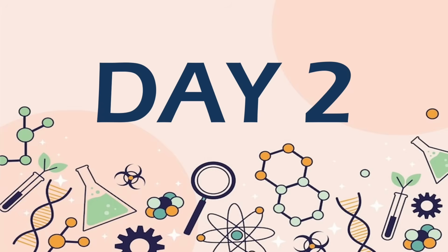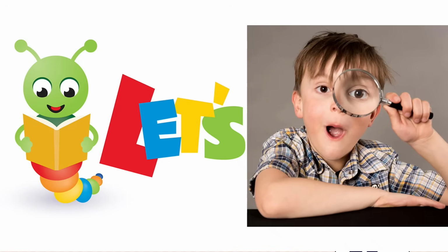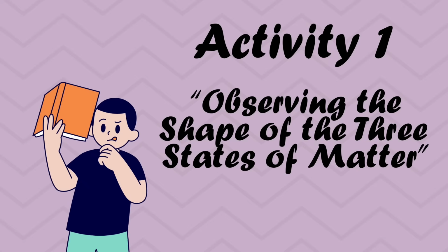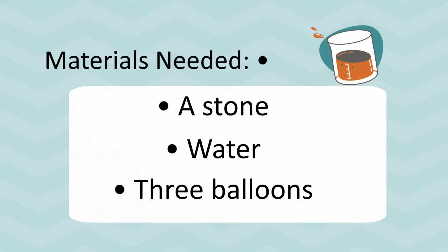Okay, so for day 2, let's have an activity. Let's further observe things around us. So for the first activity, observing the shape of the three states of matter. So what are the materials that we need? Stone, water, and 3 balloons. So these are the pictures that were shown a while ago.